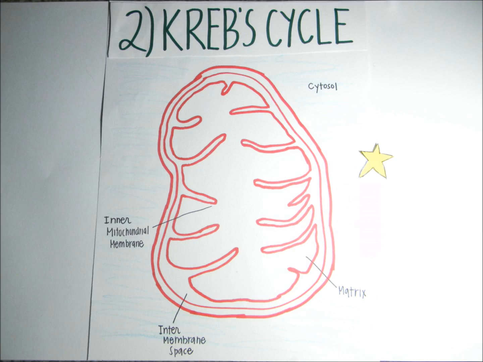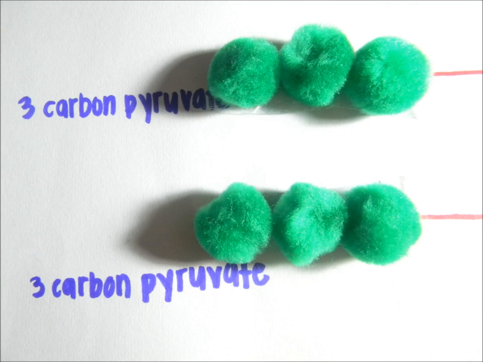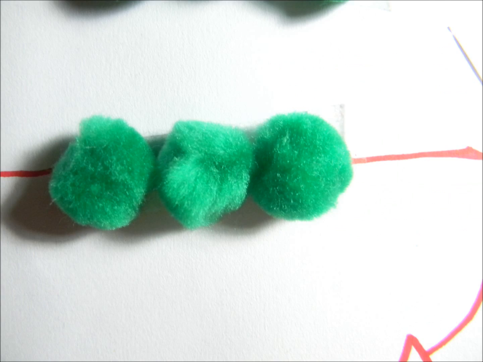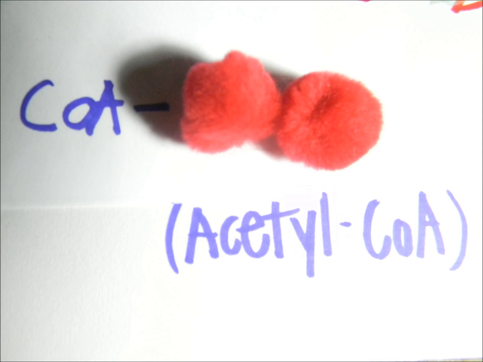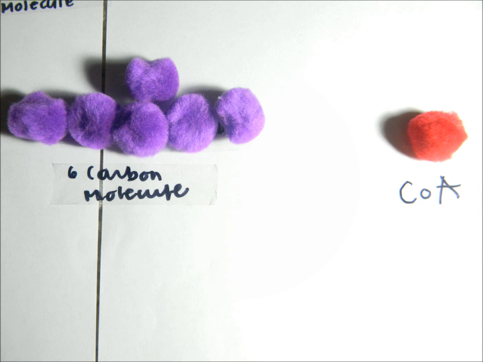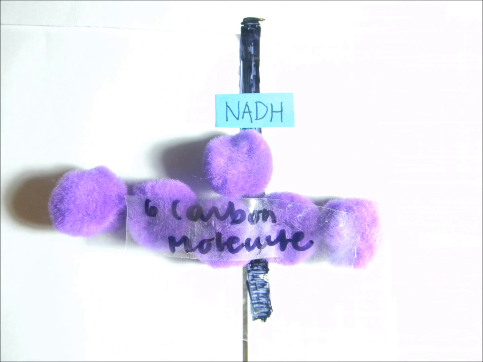The Krebs cycle happens in the matrix. Pyruvate enters the mitochondria and NAD+ produces NADH. The pyruvate splits into acyl CoA and CO2, and then the remaining 2-carbon acyl portion is transferred to a 4-carbon molecule, producing a 6-carbon molecule. This molecule releases CO2, producing a 5-carbon molecule.